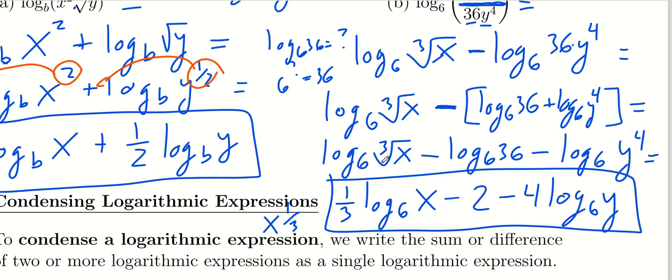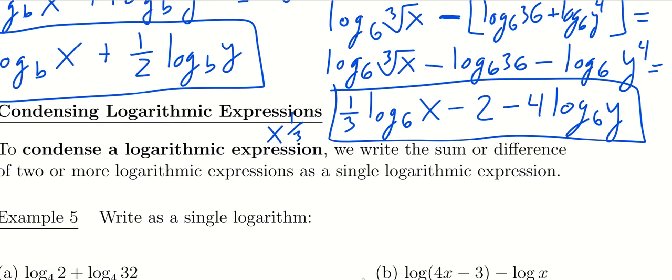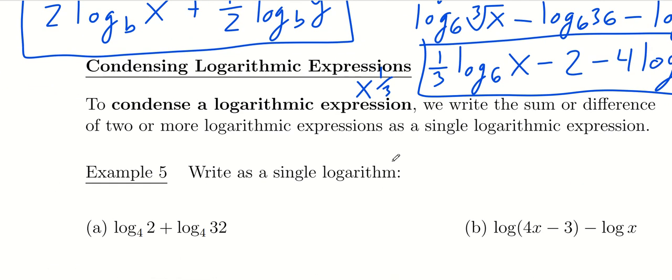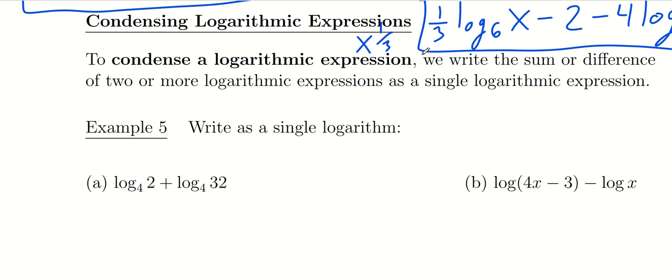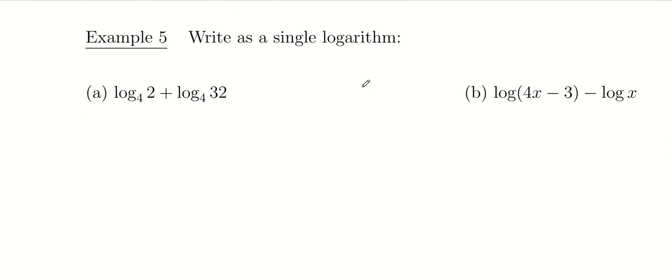Now that we know how to expand logarithms, we're going to do the reverse process, which is going to be condensing logarithms. So starting with a collection of individual terms, we want to see if we can combine them and condense them into a single logarithm. Okay, so this is kind of like working backwards.